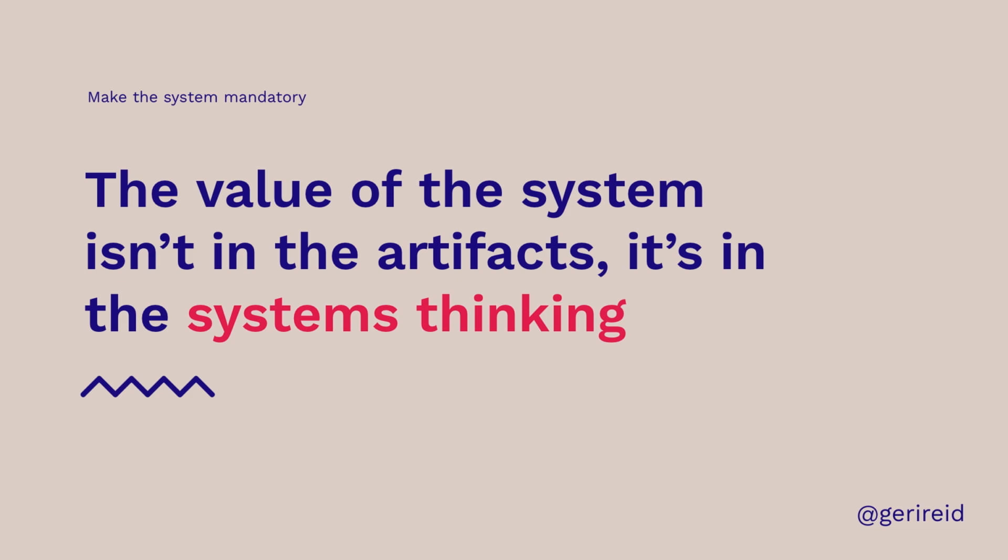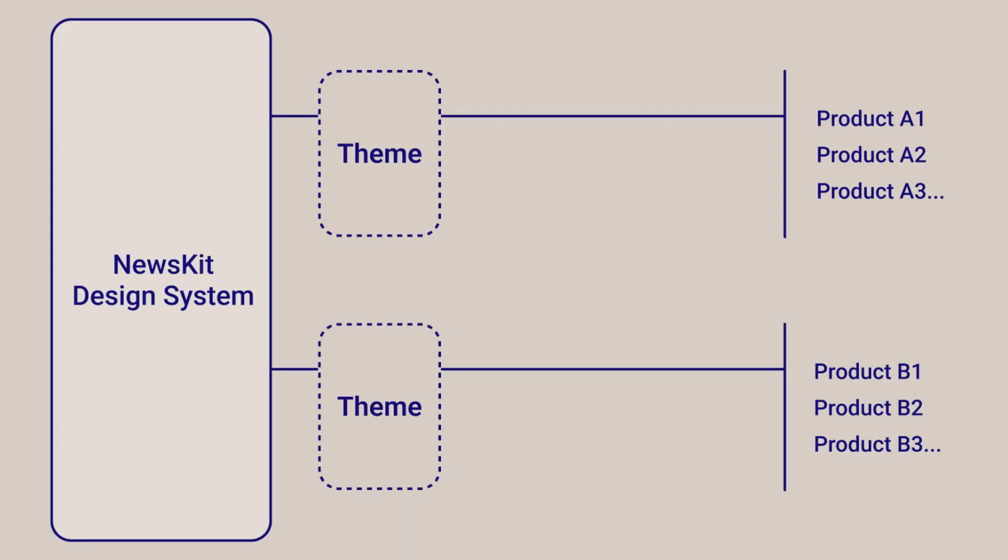The value in the system isn't in the artifacts, it's in the system's thinking and the scalable ways of working, and that's what should be mandatory. The design system provides a set of flexible base components which have been accessibility tested, have considered ARIA tags, and work for users of assistive tech. Take these foundations and build on them.